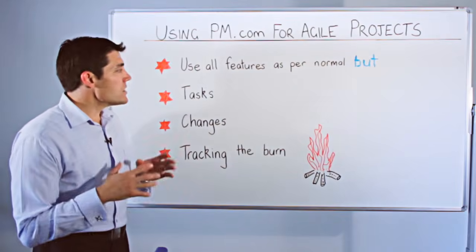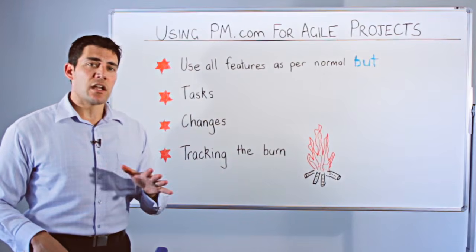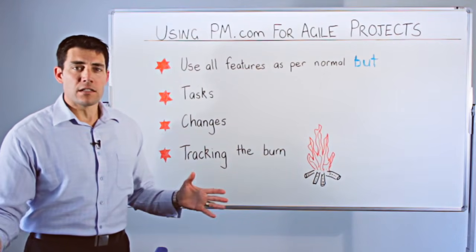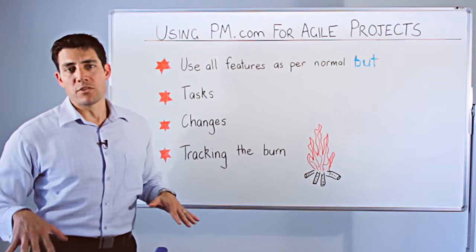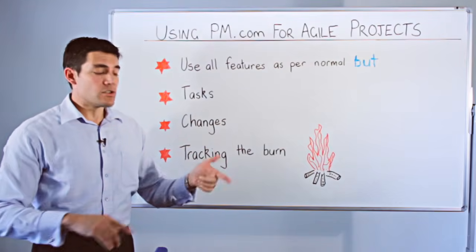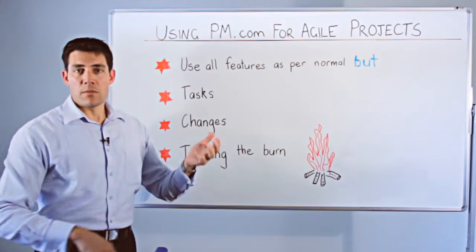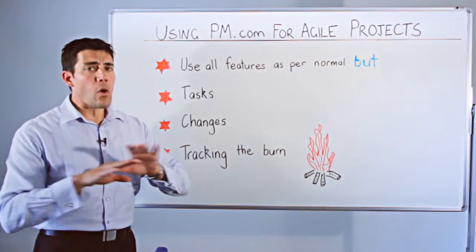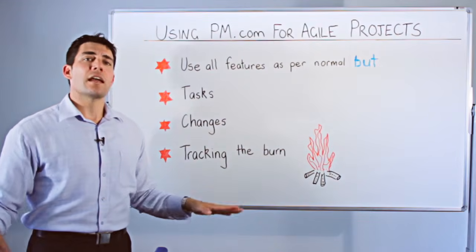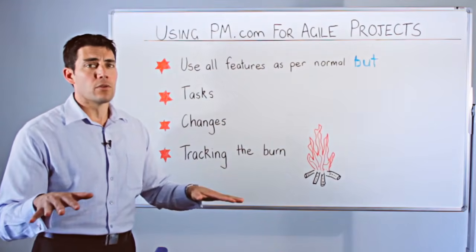So first off, the most important thing on an Agile project is that communication and collaboration are key. That philosophy and concept is built into the ProjectManager.com service, so use all the features per normal. I wouldn't not use any of the features. Certainly use the issues, the scheduling, the document repository, and messaging. All of that is very important for communication and collaboration, and none of it goes out the window just because you're doing an Agile project. So use all the features as per normal.